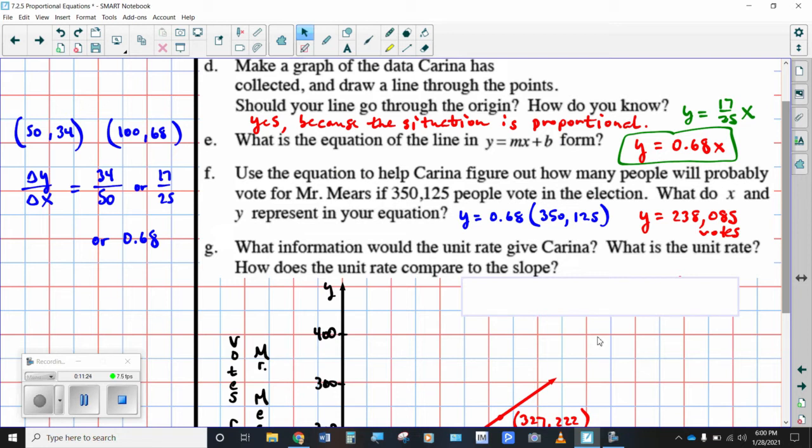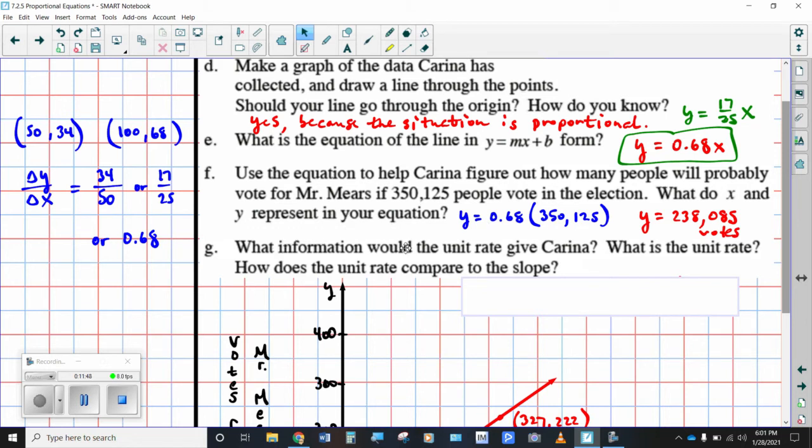So when we plug in x, we're going to plug it in here, and we're going to take 0.68 times 350,125, and what we get for our answer is the number of people that we expect to vote for Mr. Mears. Okay, I never really wrote that down, but you got the answer. What do x and y represent? We already talked about that.